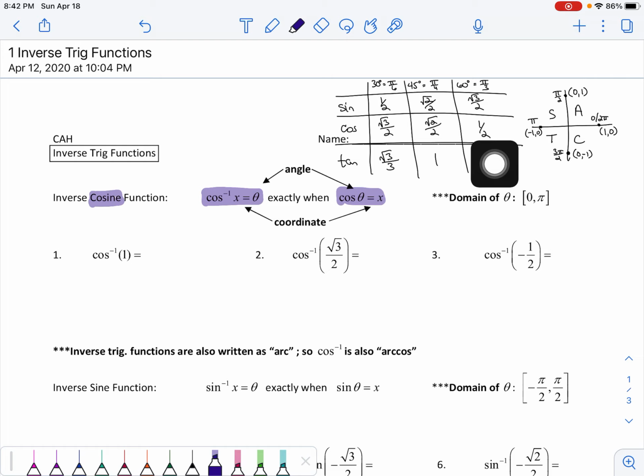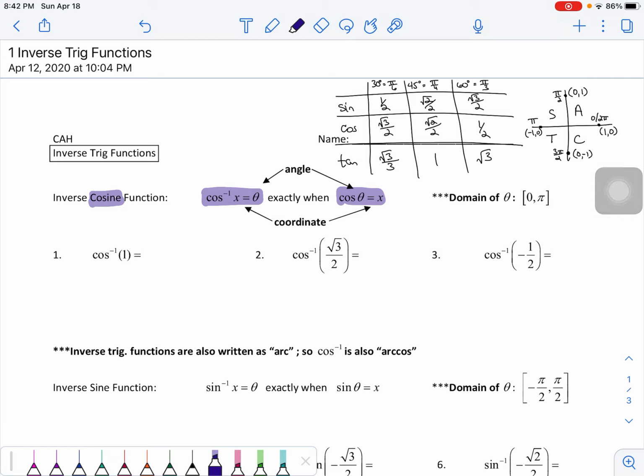Now what we're doing is I'm going to give you the inverse cosine of something. So I'm going to give you something in this line: root 3 over 2, root 2 over 2, or 1/2, and you're going to have to tell me what angle it is equal to. All right, so when is cosine 1/2? Well, cosine is 1/2 at pi over 3. When is cosine root 2 over 2? Pi over 4. That's kind of the idea here.